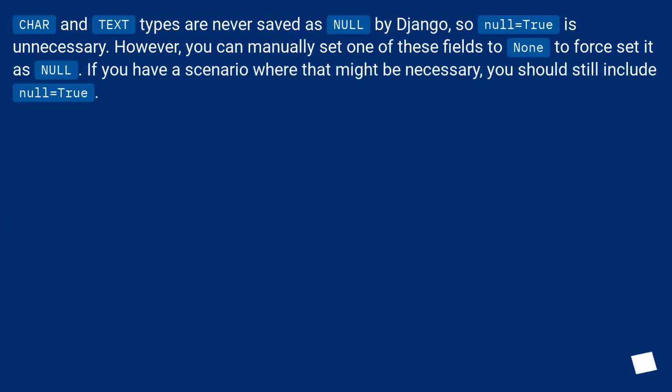Char and text types are never saved as null by Django, so null equals true is unnecessary. However, you can manually set one of these fields to None to force set it as null. If you have a scenario where that might be necessary, you should still include null equals true.